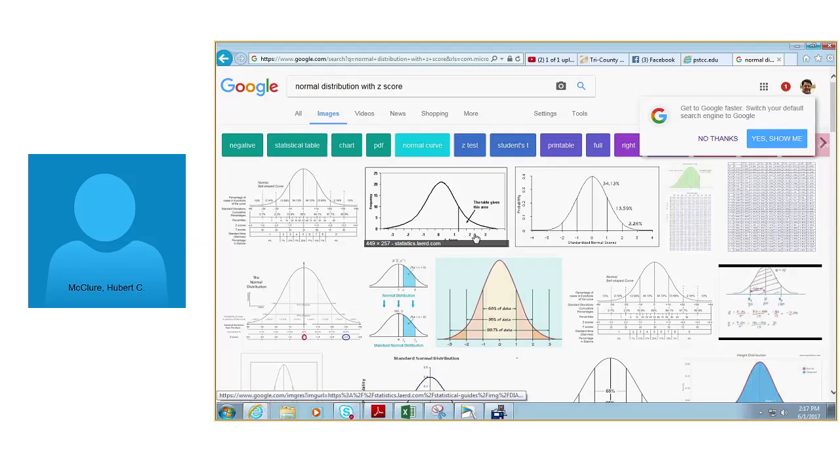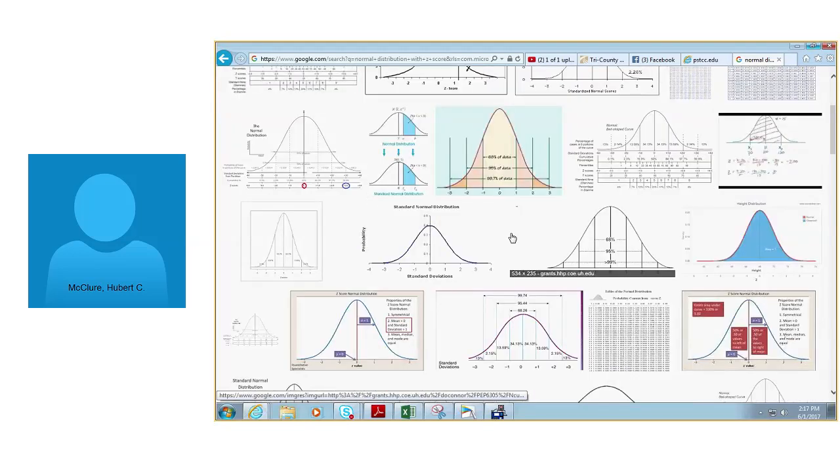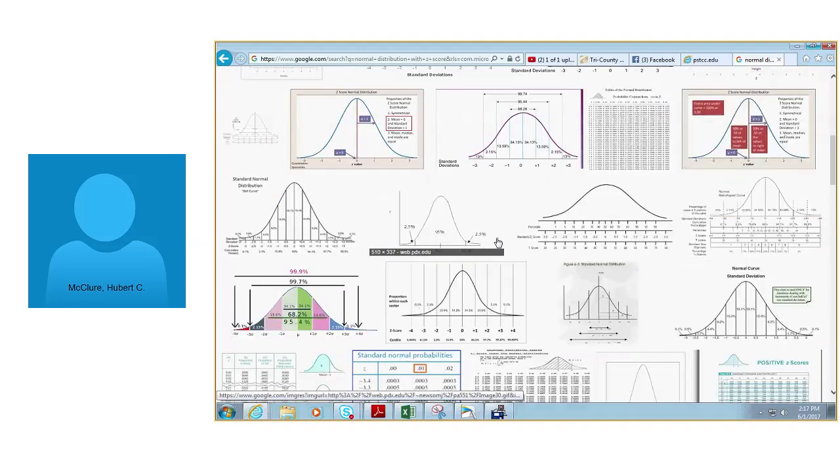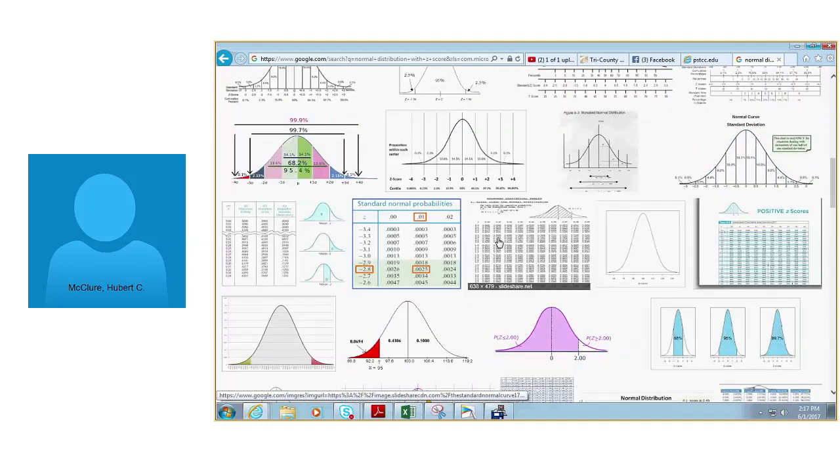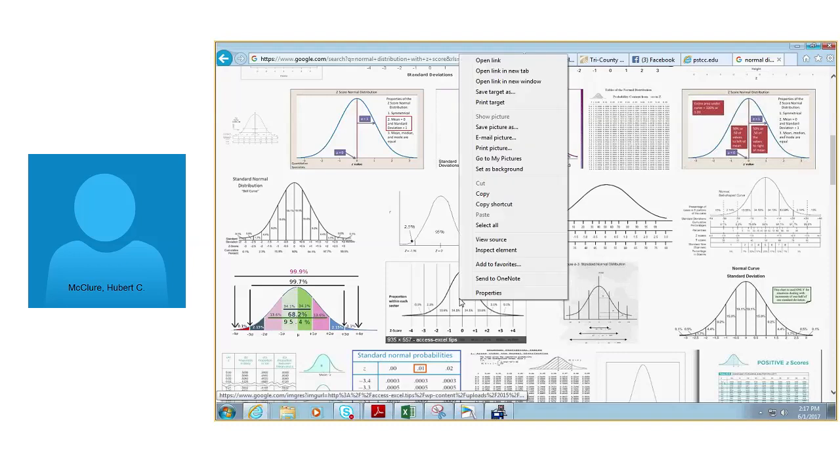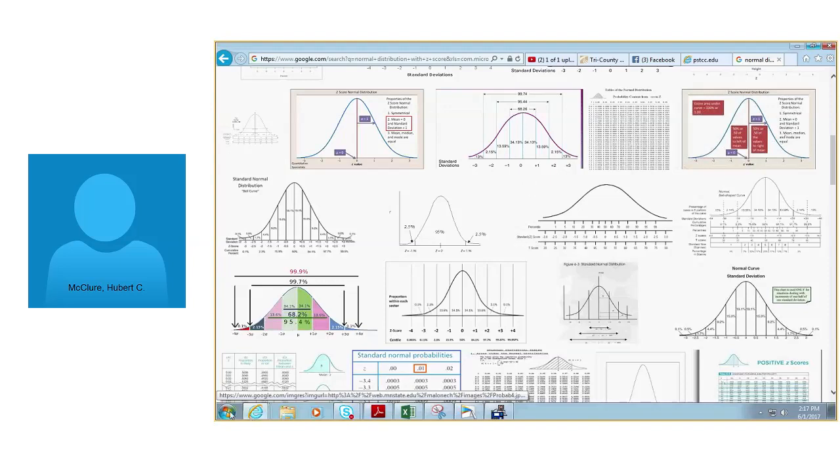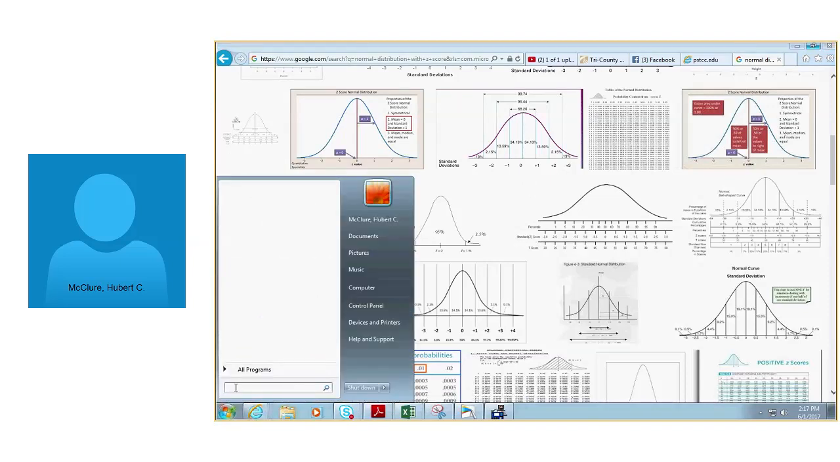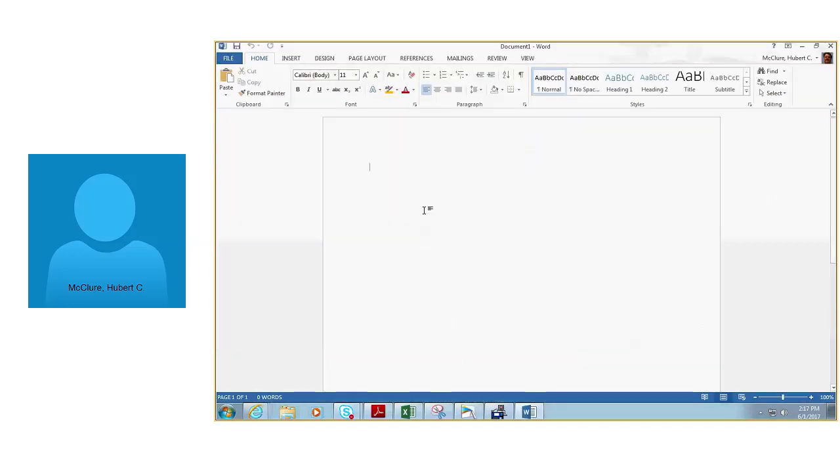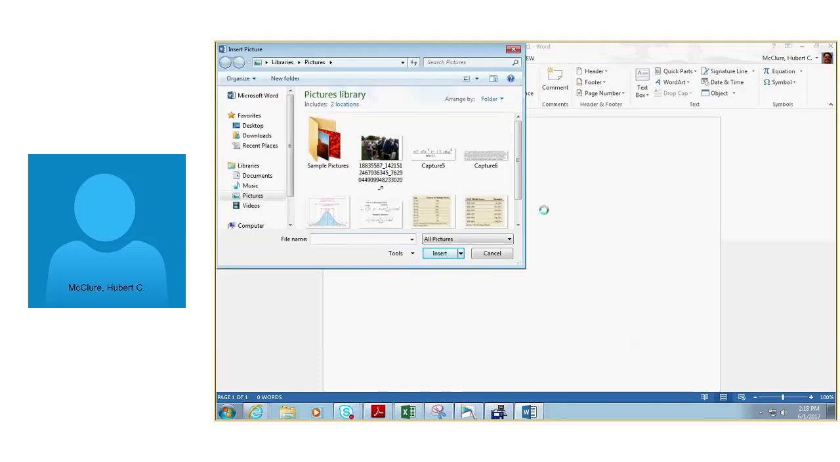And let's say you want one that has the actual, where's the one I usually use? Well, I don't see the one I usually use, but I'll go with one like I usually use, like this one. And you hit save picture as, and you save it as normal distribution curve, whatever. And then what I tell students to do is pull up the word processor. I didn't show them how to do this, and they still don't do it. And you insert picture, and you bring that picture in.